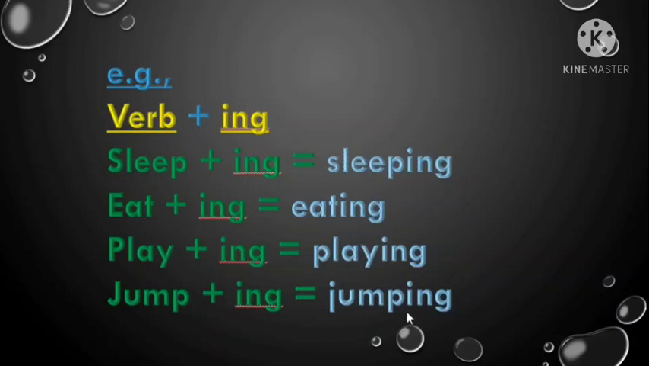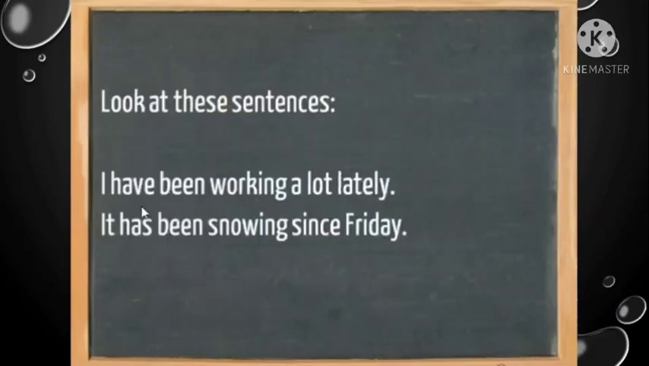Now you will read the sentence again. I have been working a lot lately. So here you see the verb is in the ing form, working. That means it's still happening, it's going on. So we can say the sentence, I have been working a lot lately, is in the present perfect continuous tense. Because the sentence tells us that I started working recently in the past and I am still working.